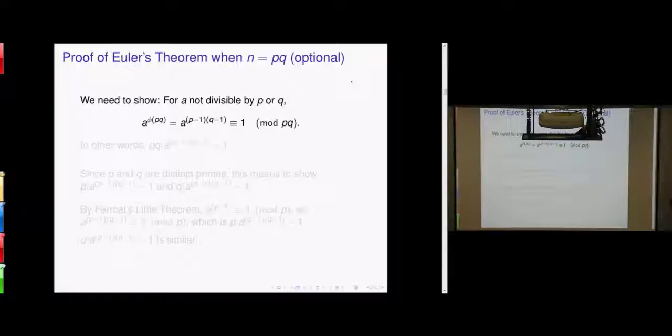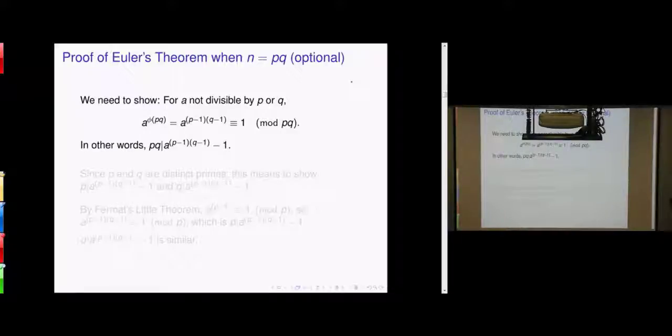So we want to show a to the power of (p minus 1)(q minus 1) is congruent to 1 modulo pq. Remember the definition of this congruence: it means the difference is divisible by pq, it's a multiple of p times q. So in other words, we want to show that pq divides the difference of these two.